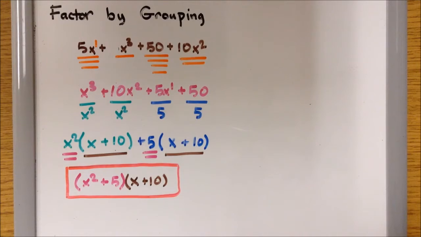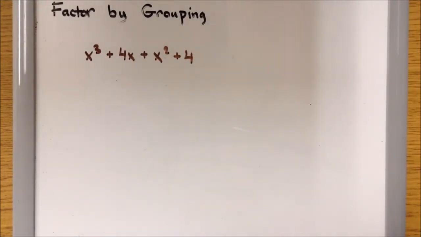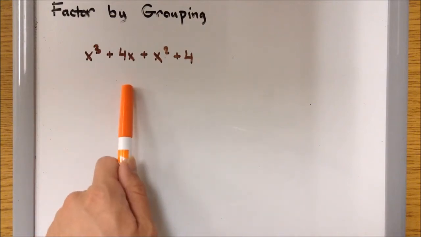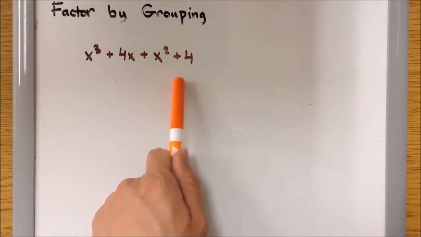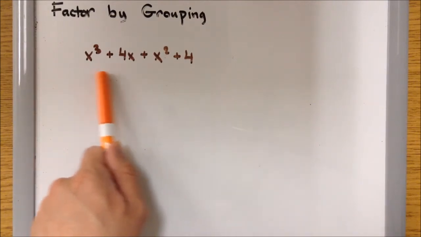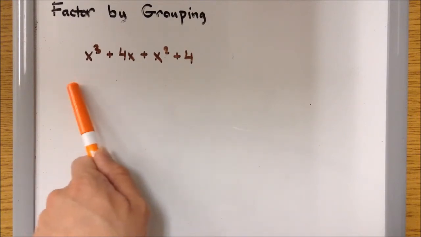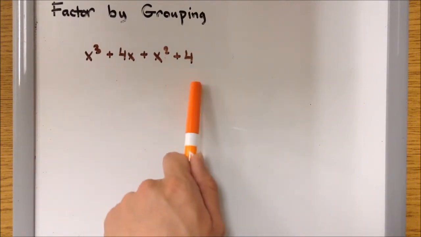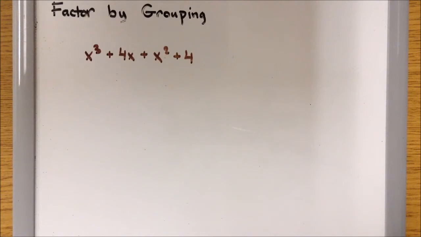In our third example, we have x to the third plus 4x plus x squared plus 4. Taking a look, there's nothing we can combine, so we actually have 4 terms, so we're going to factor by grouping. Now, we check if it's in order.